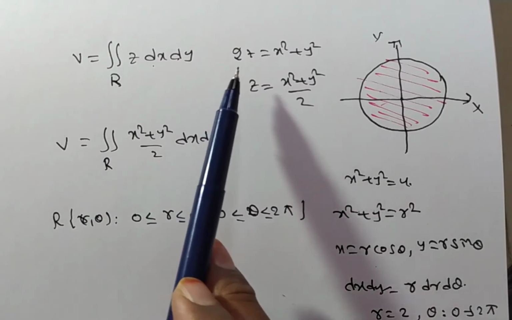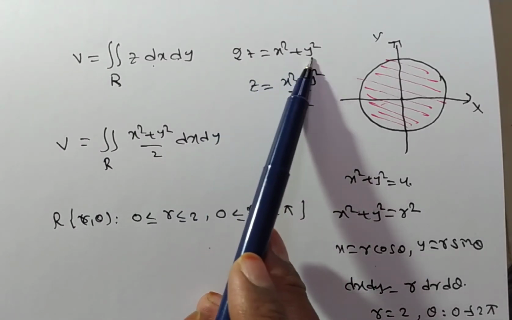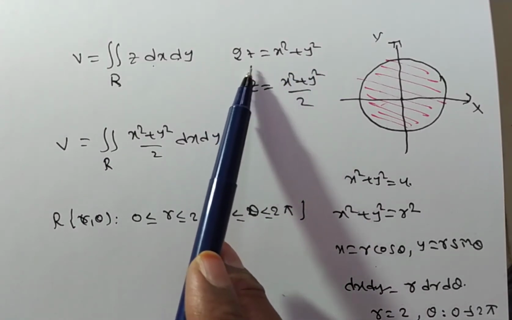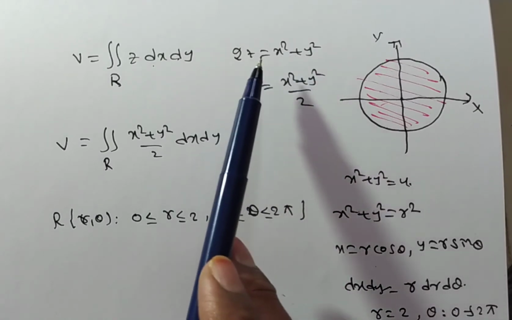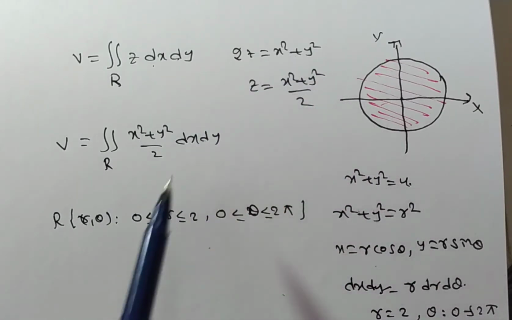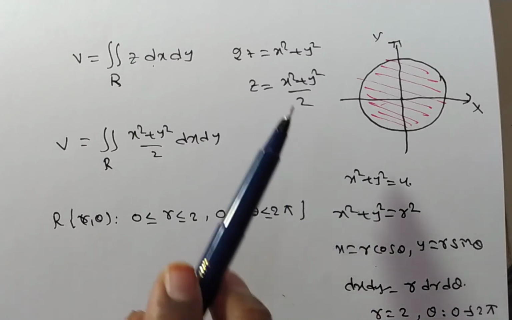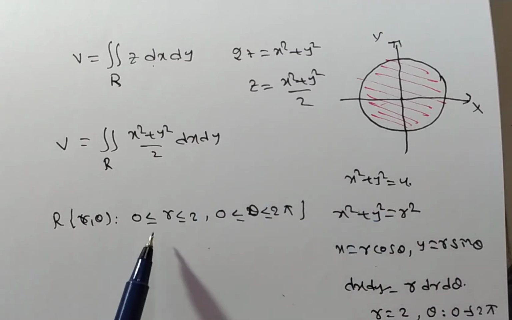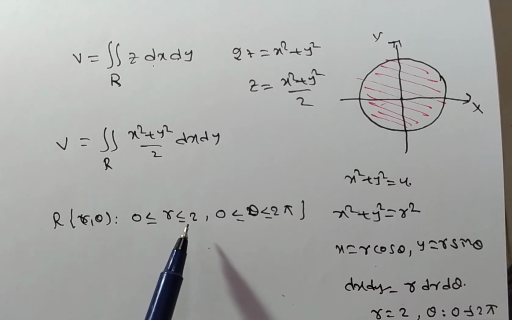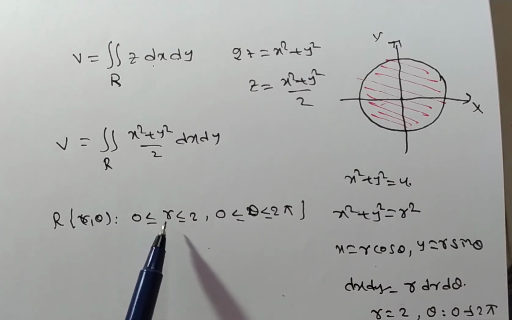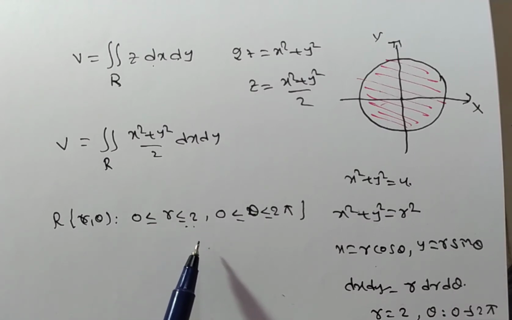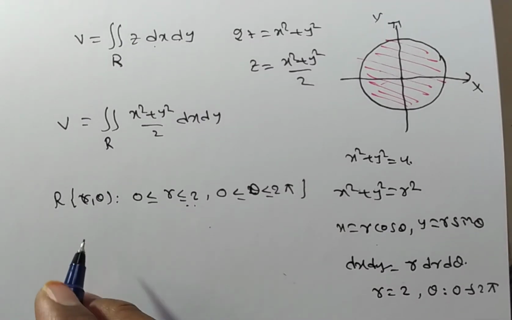We have 2z equals x square plus y square. In the xy plane z equals 0, so x square plus y square equals 0. That is why r square equals 0 and r square equals 4, nothing but r is from 0 to plus 2 only. That is the reason we take 0 less than or equal to r less than or equal to 2, instead of minus 2. Clear? Now we have changed into polar coordinates.